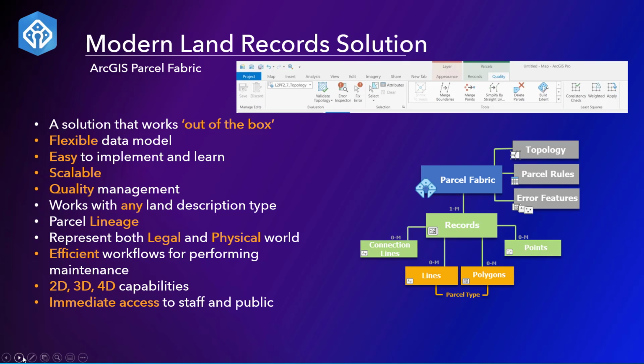So we can model all those different land types. We keep track of both history and parcel lineage. It has efficient workflow, so it comes shipped with particular tasks for maintaining parcels, but those tasks are completely configurable and you can use them to maintain anything. It has 2D, 3D, and 4D capabilities. So we know 2D. We saw that I can do the parcels in 3D, and then with branch versioning, you automatically get that 4D component of time.